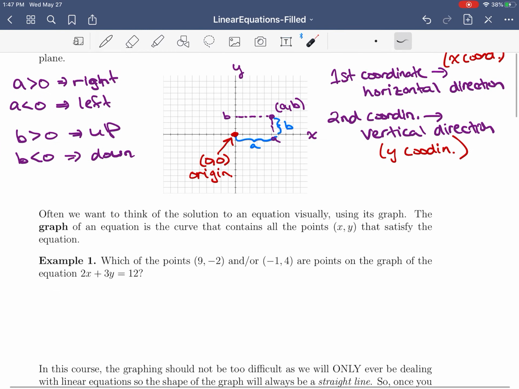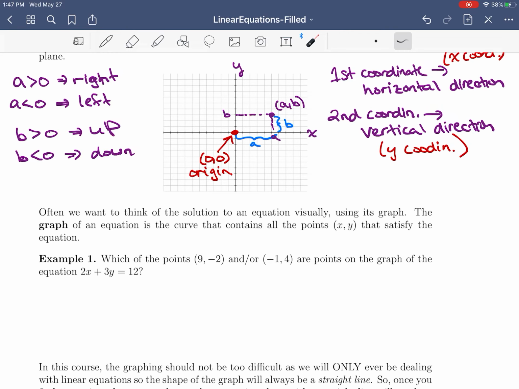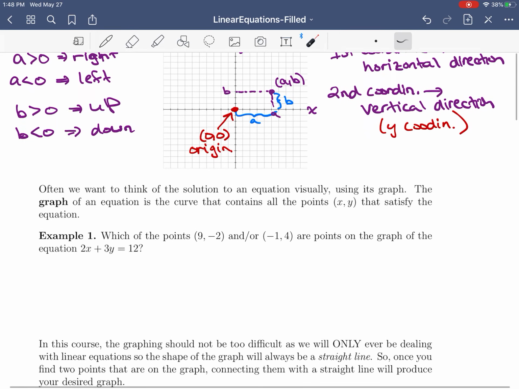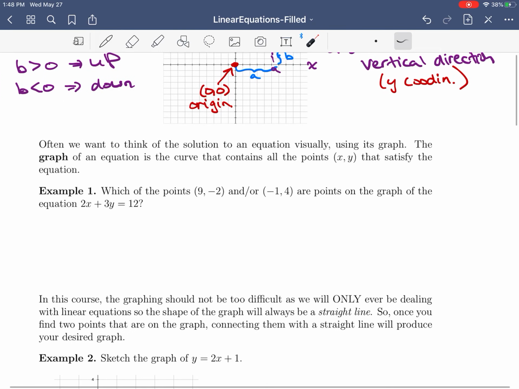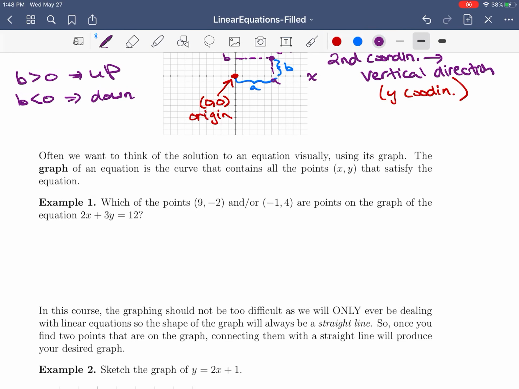Often we want to think of the solution to an equation visually. This is where we use the graph. The graph of the equation is the curve that contains all points (x, y) that satisfy the equation. So let's check a couple. Which of these points, if any, are on the graph of the equation 2x plus 3y equals 12? What we have to do is just plug them in.